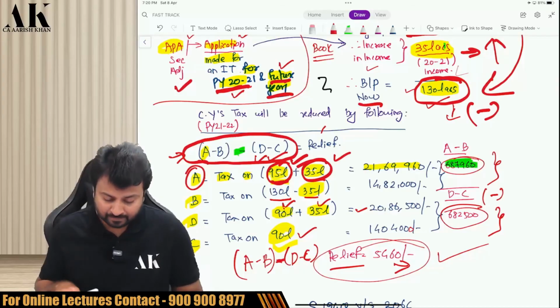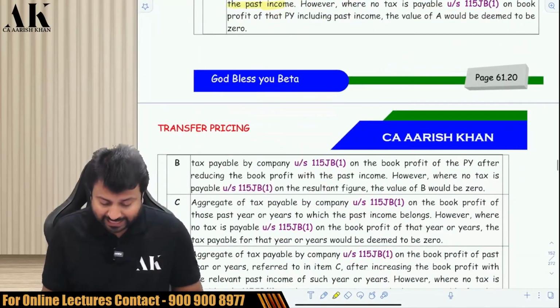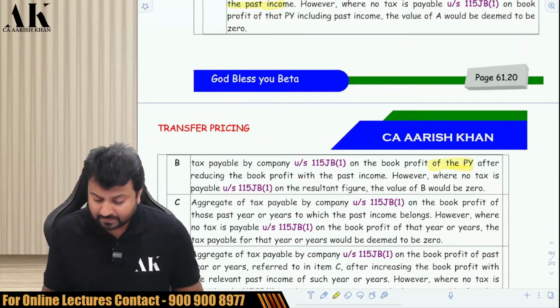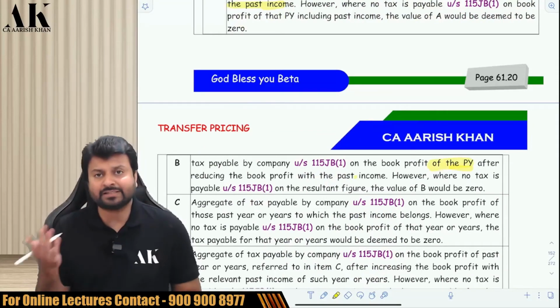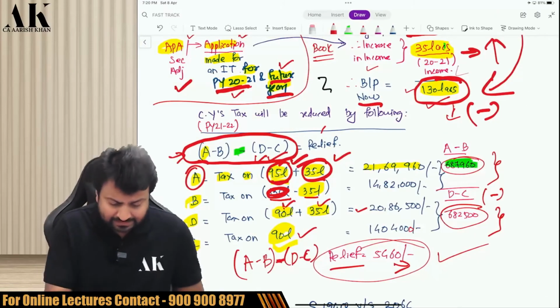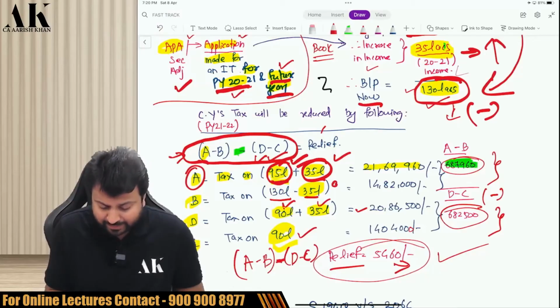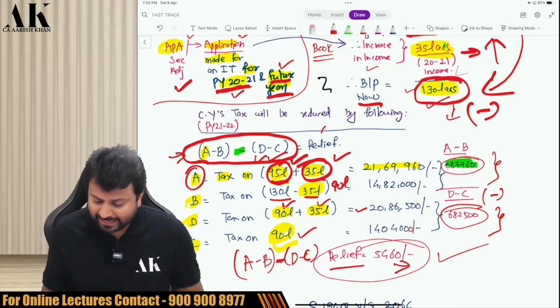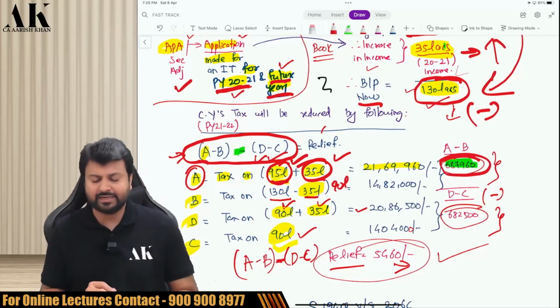This is A. Now what is B? Tax payable by the company on the book profit of the current year, after reducing the book profit by the past income. Now compute tax on only 90 lakhs. So 130 lakhs minus 35 lakhs, now compute tax only on 90 lakhs. This is A minus B. A minus B is 66,87,960.